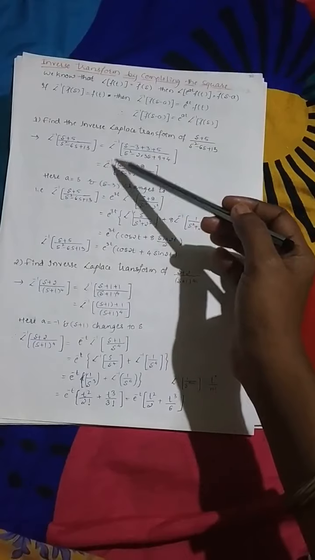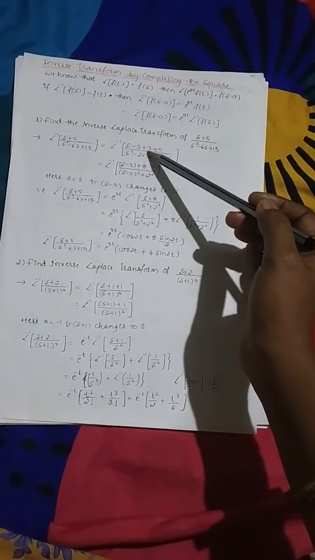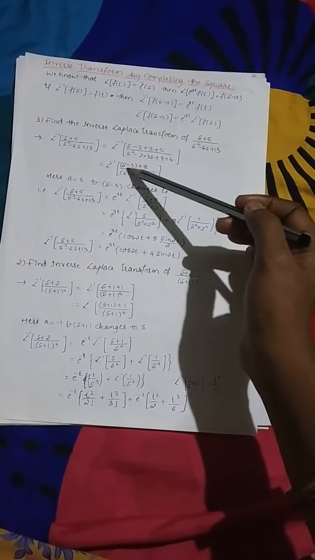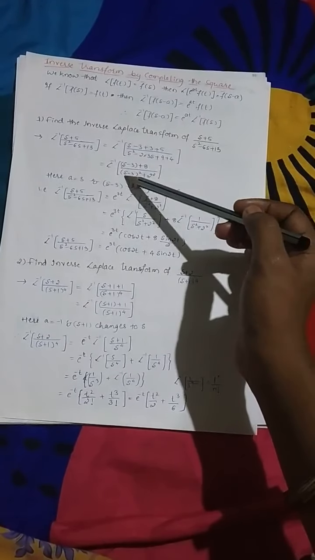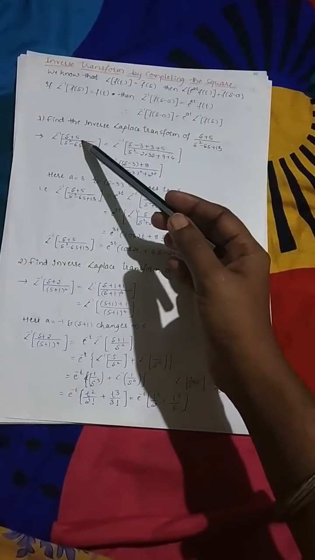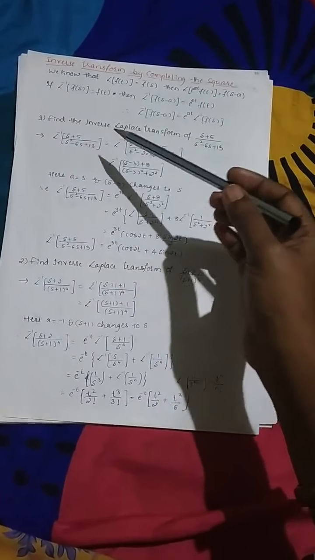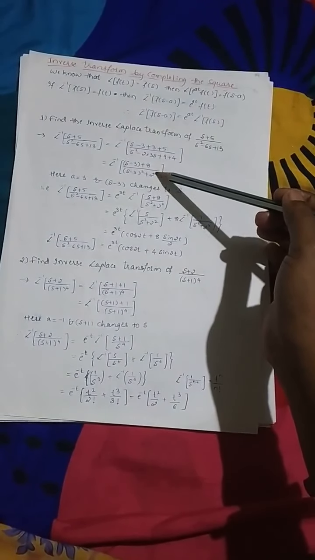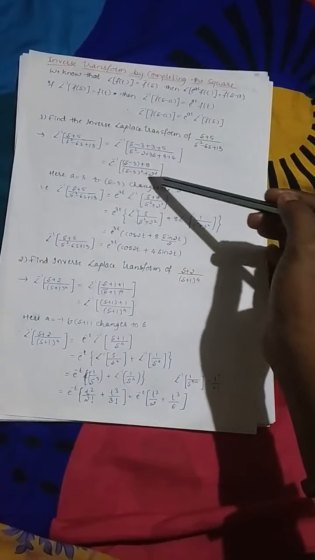That is L inverse of, grouping s minus 3 and 3 plus 5 is 8, s minus 3 plus 8 upon s minus 3 whole square plus 2 square. That means whatever f bar of s was given, we have written in the form of f bar of s minus a. Now we need to find the L inverse of this.